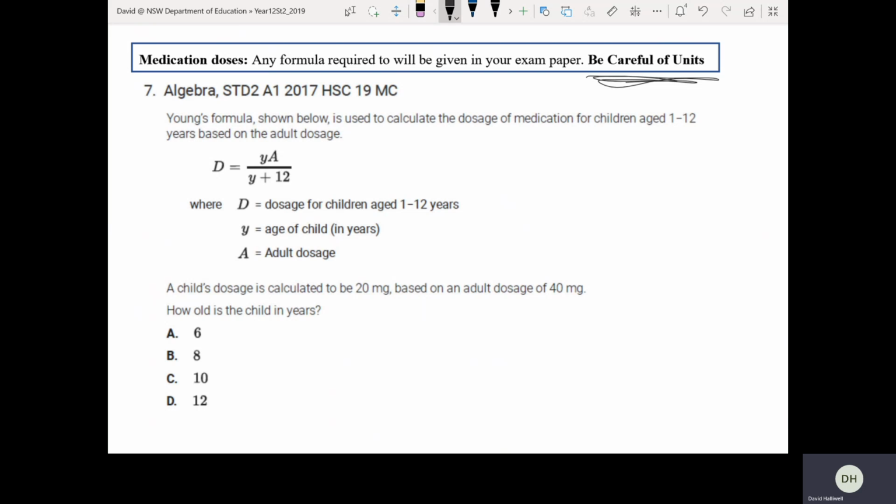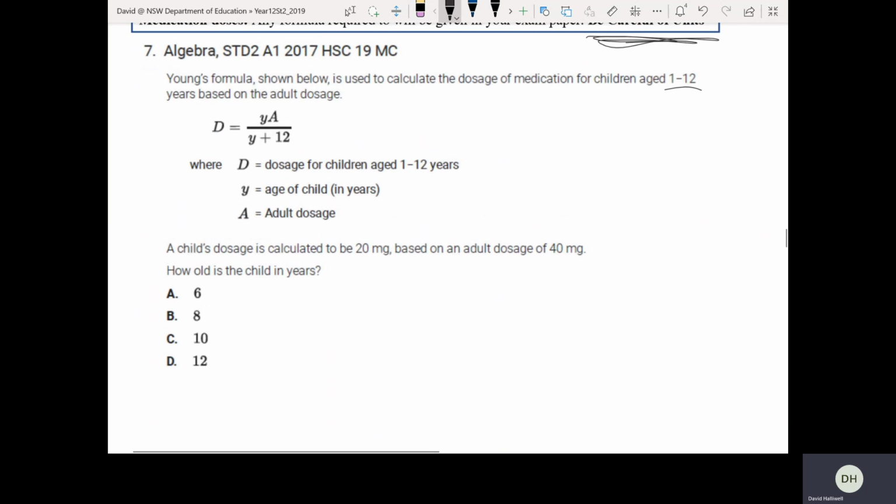So here's Young's formula, that's one of the 3 that they mentioned. It's for children ages 1 to 12. Okay. So let's substitute in. Child's dose is 20 milligrams, so dosage for children, that'll be 20. Based on adult dose of 40. Okay, so the adult dose is 40 milligrams. How old is the child? So the age of the child in years, that's what we want to work out. So just substitute in so D is 20, Y times by the adult dosage, which is 40, over y plus 12. Okay.